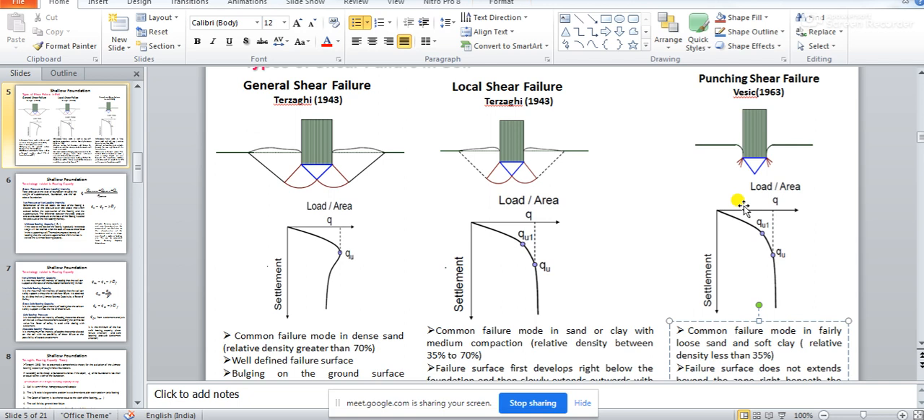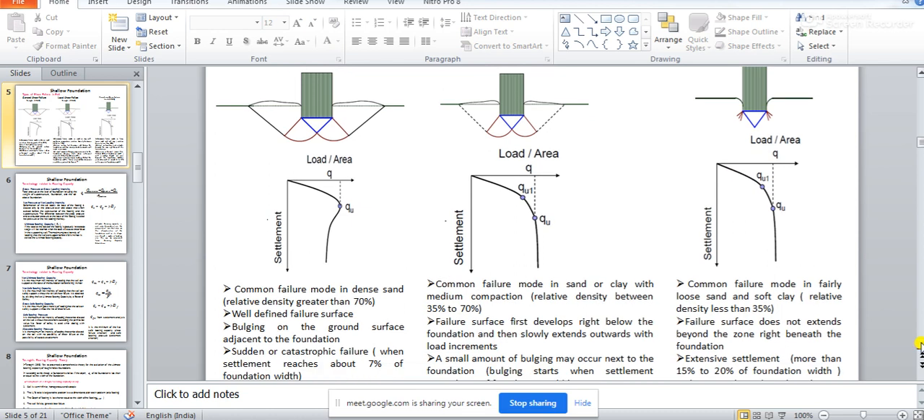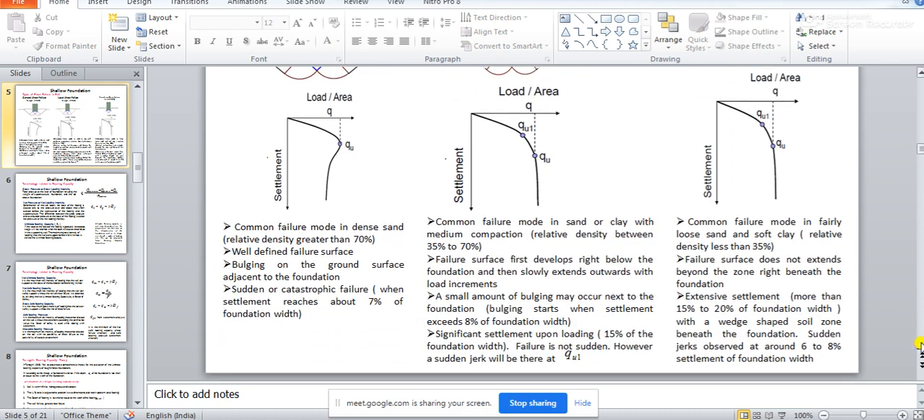If you do not understand general shear and local shear, then you will not be able to do well in foundation engineering. You will have to very carefully understand general shear failure and local shear failure. Okay, now let us go to the next one.